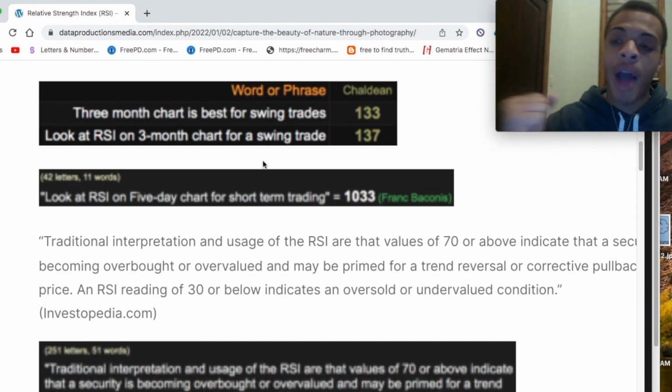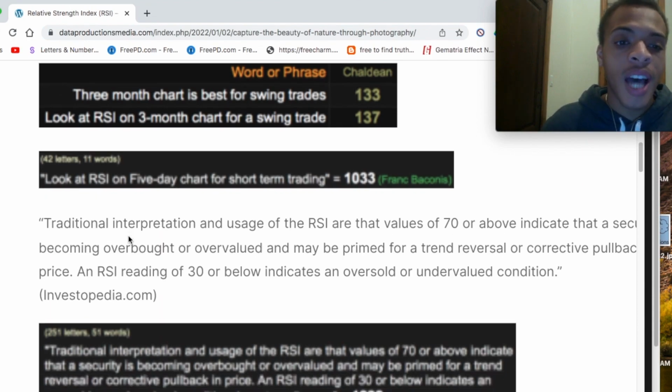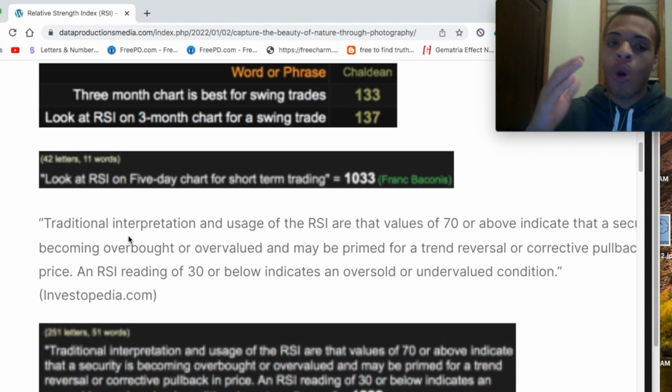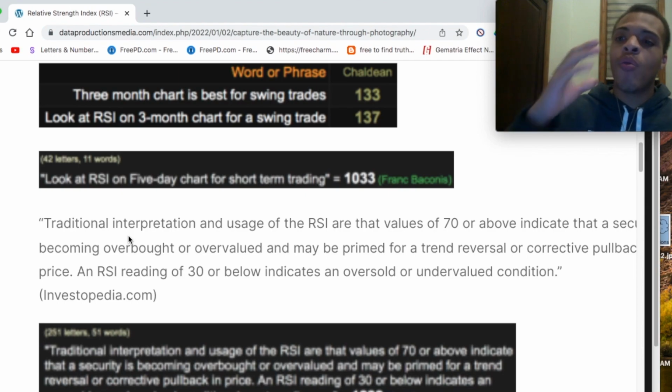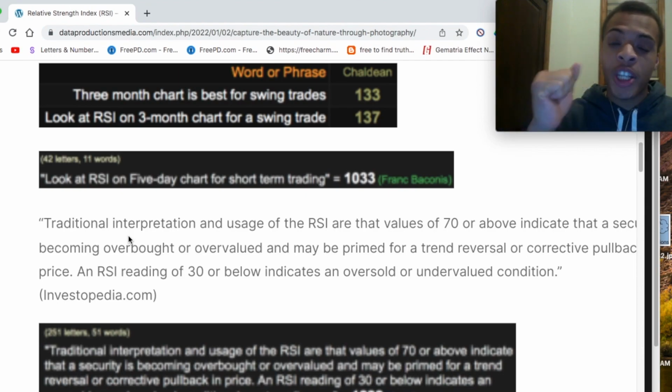So again, powerful, right, for swing trades. Look at RSI on 5-day chart for short-term trading. Now, this is getting into short-term time frames. Again, you can use it for within the day-to-day as well. All right, when I go over the setup, it's easy. But when it comes to making sure you're in the right spot at the right time to make that real money, you want to look at this.